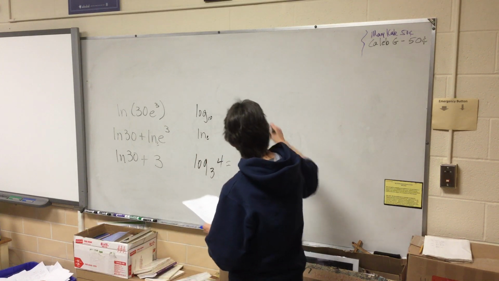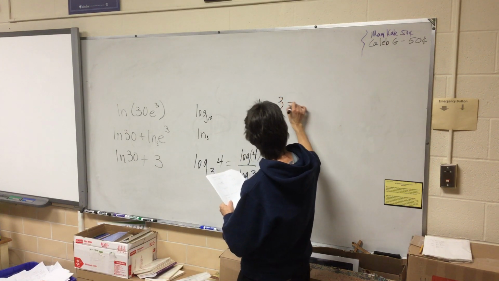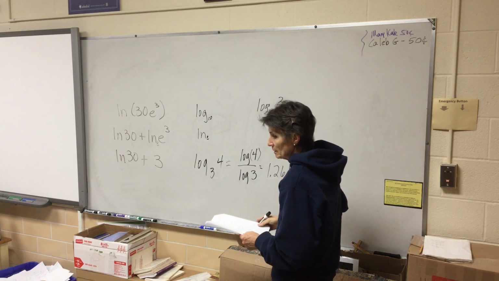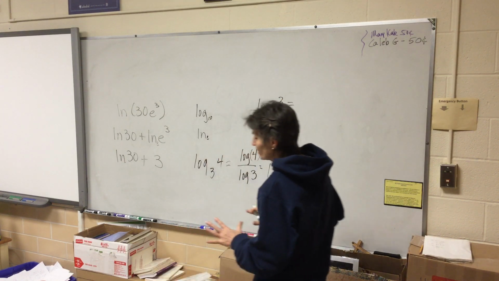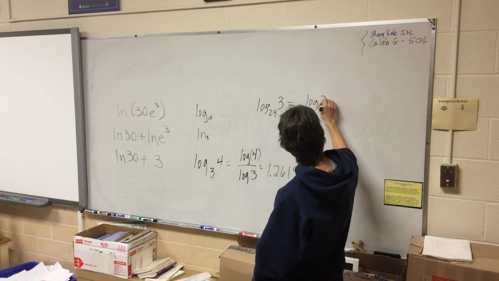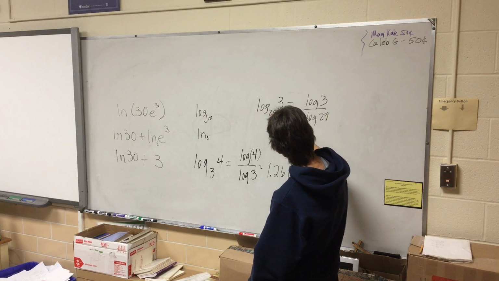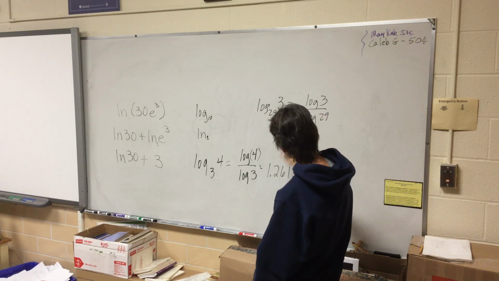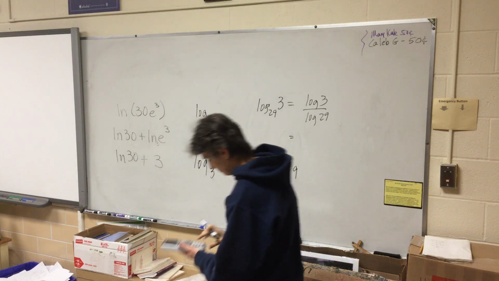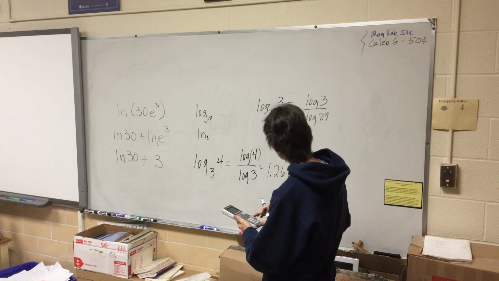All right, so let's look at B. B is the log base 29 of 3. Again, it's very, very simple. It's always done exactly the same way. We're going to take log 3 divided by log 29. 29 is the bottom number, so it's in the bottom. Just going to type that in. Make sure you close the parentheses around the 3.